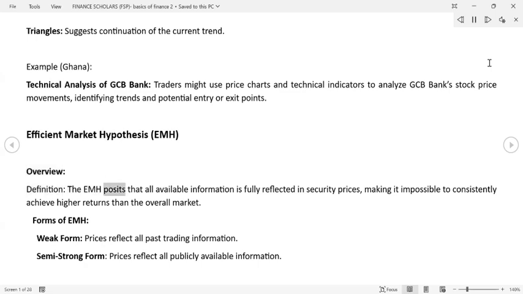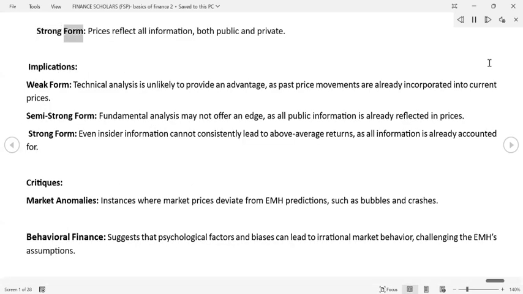Overview. Definition. The EMH posits that all available information is fully reflected in security prices, making it impossible to consistently achieve higher returns than the overall market. Forms of EMH. Weak form. Prices reflect all past trading information. Semi-strong form. Prices reflect all publicly available information. Strong form. Prices reflect all information, both public and private.